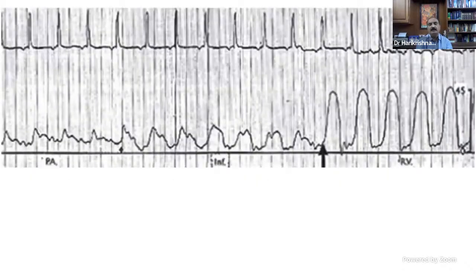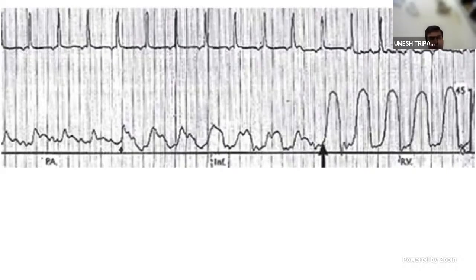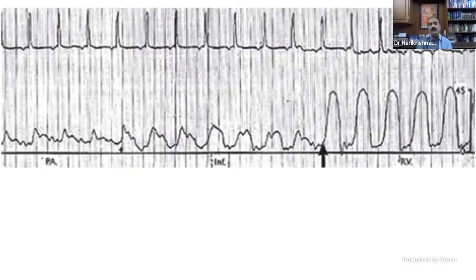So what is this one? This is also a pullback tracing from the pulmonary artery, from the RV outflow and then to the right ventricle, sir. There is no gradient between the pulmonary artery and the infundibulum, but there is a definite gradient between the RV and the infundibulum. So most likely, this is infundibular pulmonary stenosis. Infundibular pulmonary stenosis, because you are seeing a gradient.